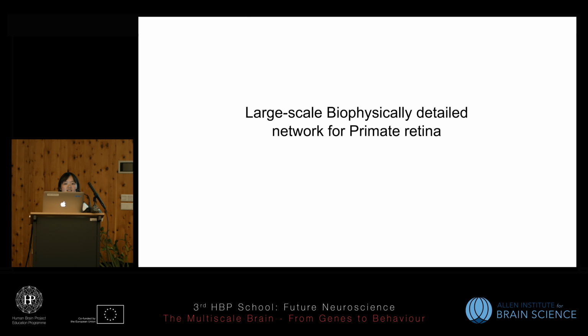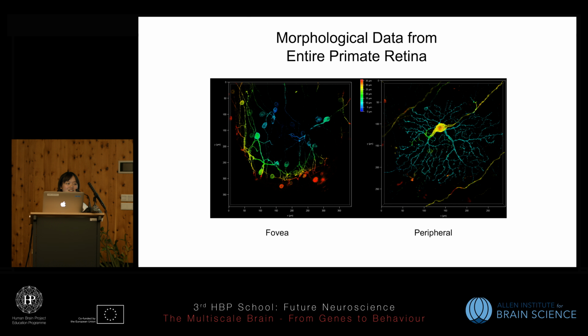A characteristic feature of the primate retina is a small pit called the fovea, which has the highest density of cones and ganglion cells in the retina. The fovea is critical for accurate vision in primates and human beings. The simulation work at the current stage is mainly for the fovea.